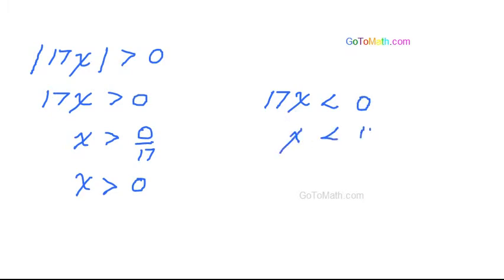And then in this particular case we'd end up with, I guess we better not skip any steps here. So this is 0 over 17, which is x is less than 0. Okay? x is greater than 0, x is less than 0, and you're probably like, what the heck?